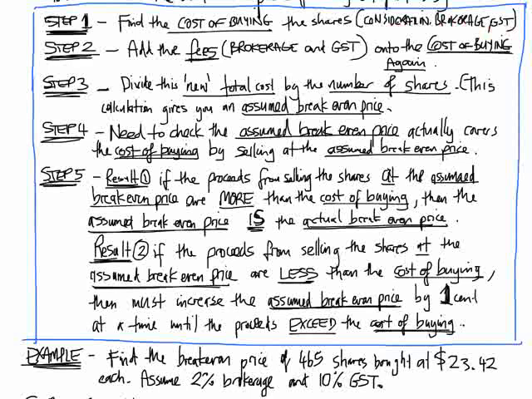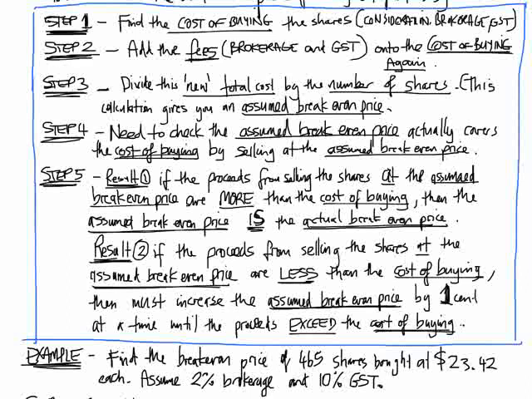Step 2, you need to add the fees, brokerage, and GST from buying onto that total cost. So you already considered the brokerage and GST when you're buying them. You're going to add them on again to the cost of buying the shares. This is sort of simulating the brokerage and GST of when you sell them. So it's not perfect, but we'll sort that out later, why we're allowed to go with it not being perfect.